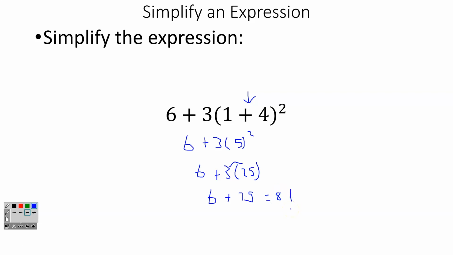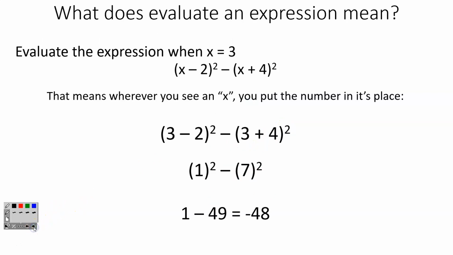So this type of problem kind of combines a lot of different order of operations with parentheses and exponents and multiplying and everything. So evaluating an expression means wherever you see a variable, in this case an x up above, you're going to put the number in its place. So when it says evaluate the expression when x equals 3, every time we see the x, we're going to replace it with the number 3.